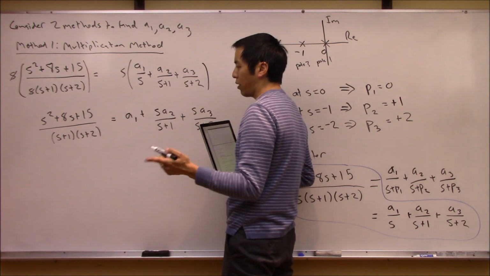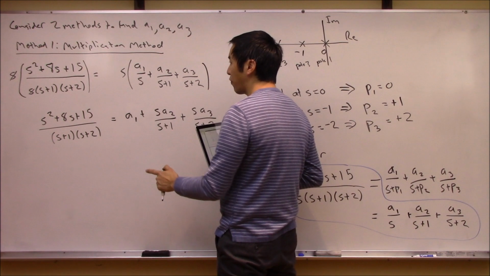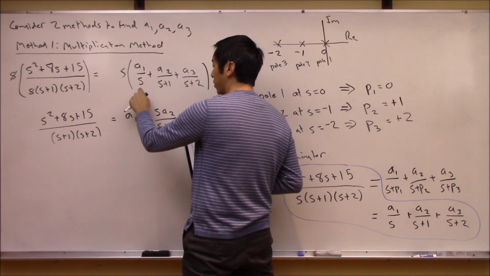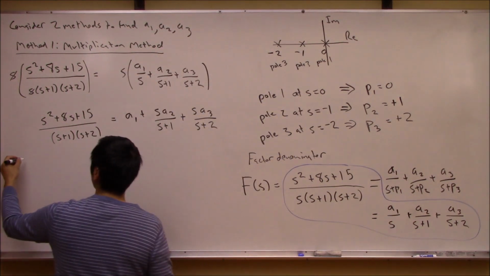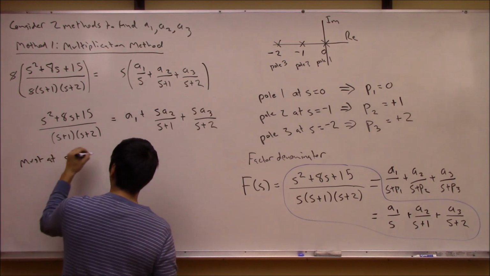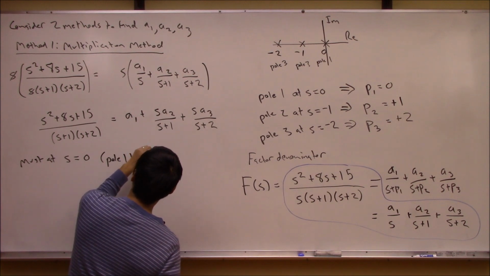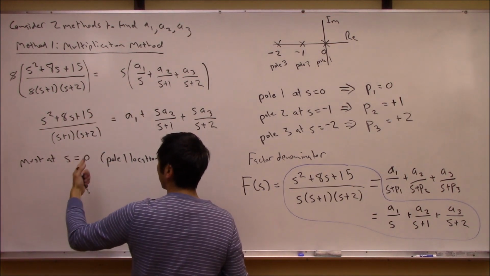So let's pick a specific value of s. And in fact, what we're going to do is pick the s value that's associated with this pole, with pole 1, okay? Because we're trying to find a1. So in other words, this has to be true at s is equal to 0, right? This is the pole 1 location. So basically, plug into these expressions s is equal to 0, okay?